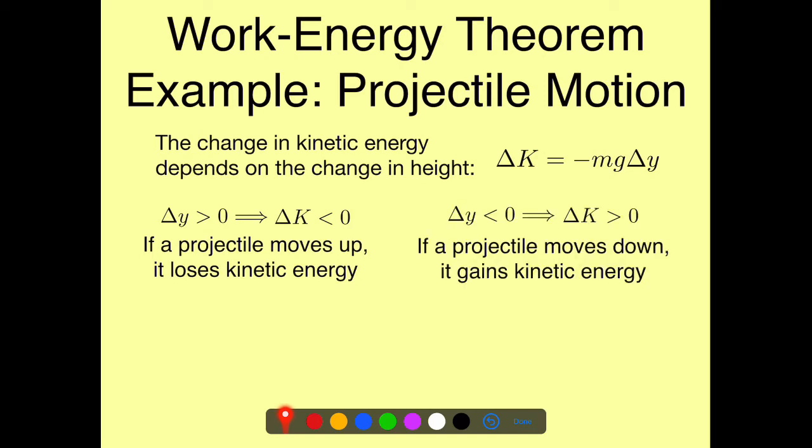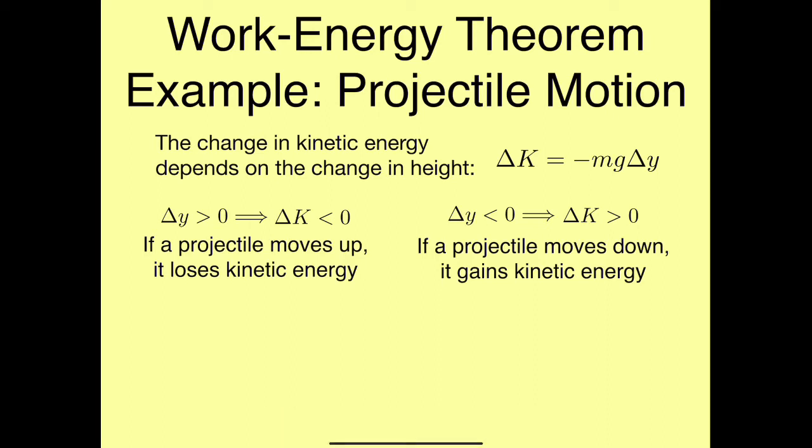The other case we can look at is if delta y is negative, which means the projectile is moving down. In that case, we have a negative delta y, but that negative sign cancels with the one out front. So our delta K ends up being positive. And what that's saying is when the projectile moves down, it gains kinetic energy. That's pretty intuitive, right? If a projectile is on its way down, we know it's speeding up. So that's exactly what this result is telling us.